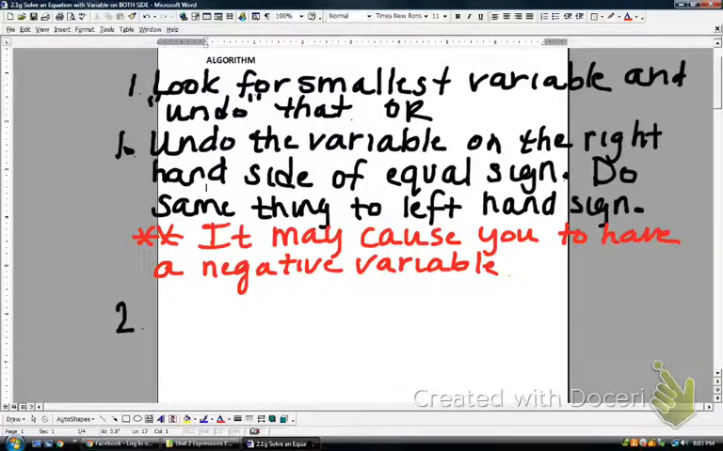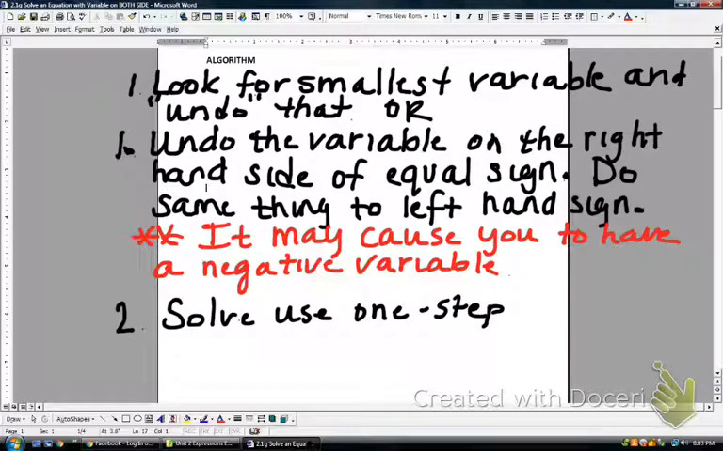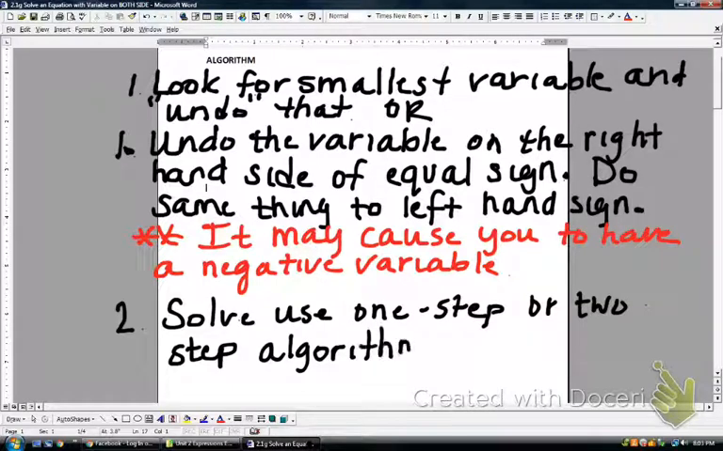Then this step 2 is solve using the one-step or two-step algorithm. And you should be familiar with that. We've done several practices involving that, so you should be familiar with how to do that. And if you're not, you can go back and look in your notes. All right, so that step 2 really has a lot more steps, but you should be familiar with how to solve a one-step equation or a two-step equation.